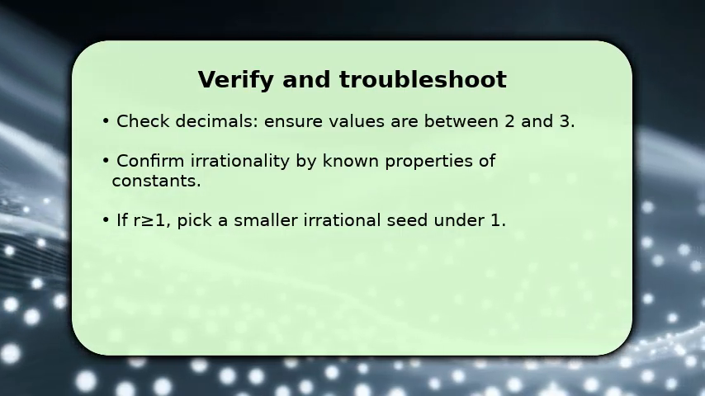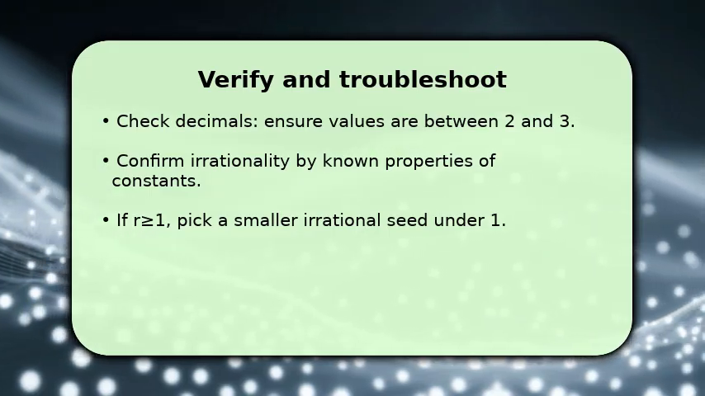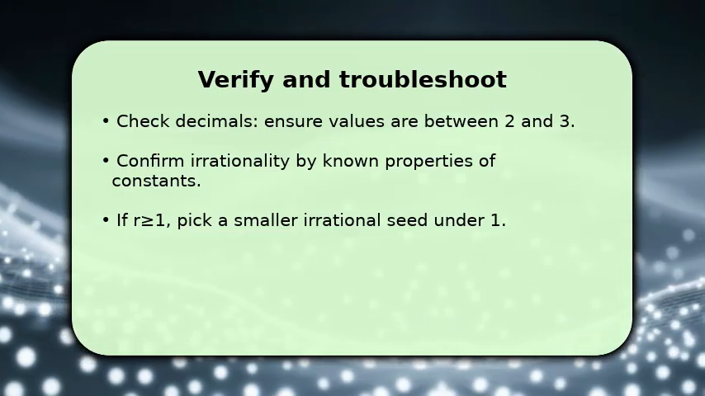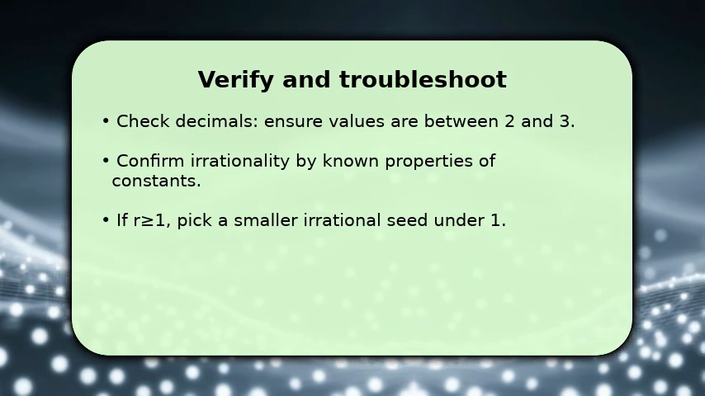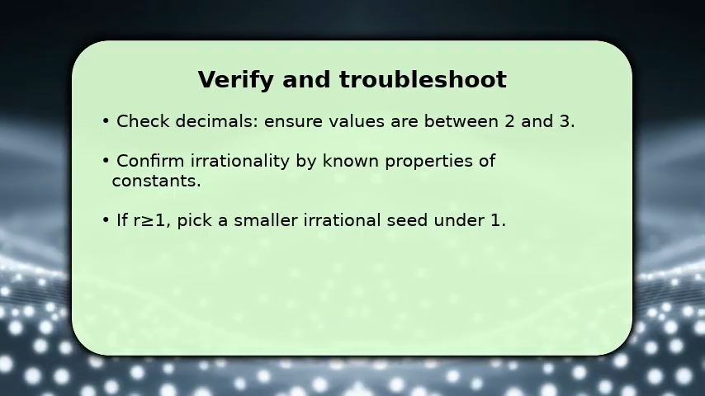If you ever get a value not in the interval, recheck that your seed r satisfied 0 < r < 1. If r was equal to or larger than 1, pick a smaller irrational like sqrt 3 minus 1 or pi minus 3/2 and try again.